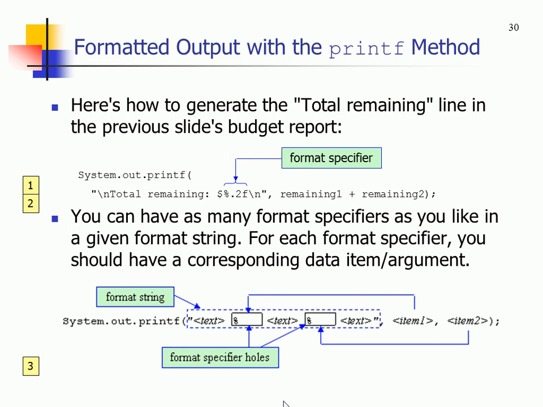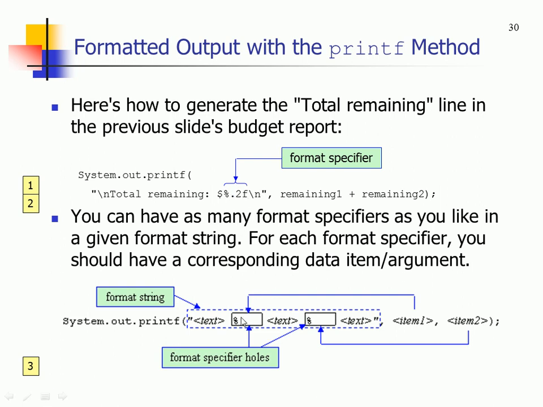It has a $ sign, then a %.2f. The %.2f tells it how to format something. Or in this case here, what's happening is remaining1 plus remaining2 is added together, and that value is output right here after the $ sign. You can have a whole bunch of them.